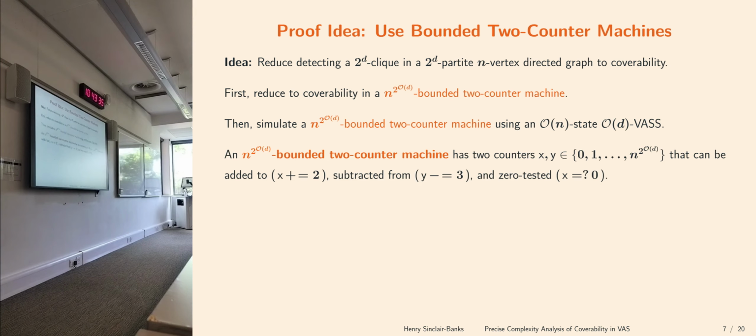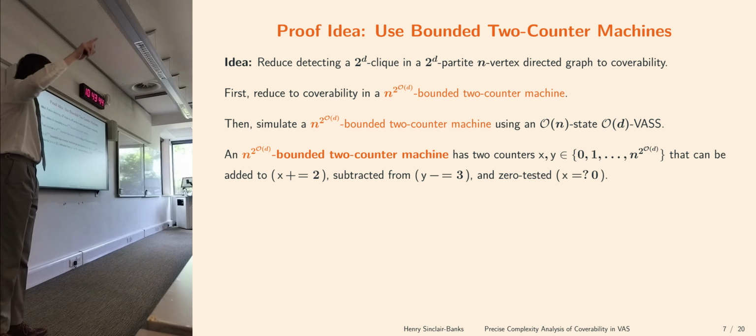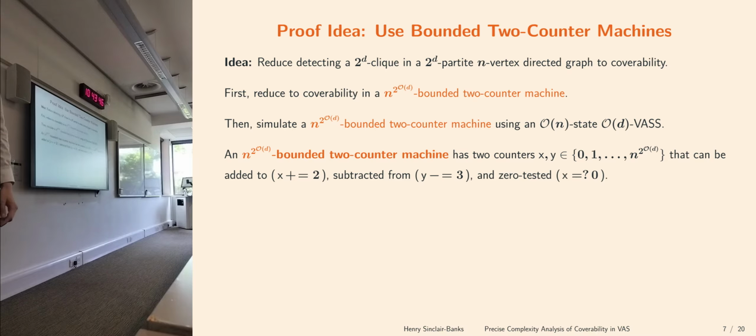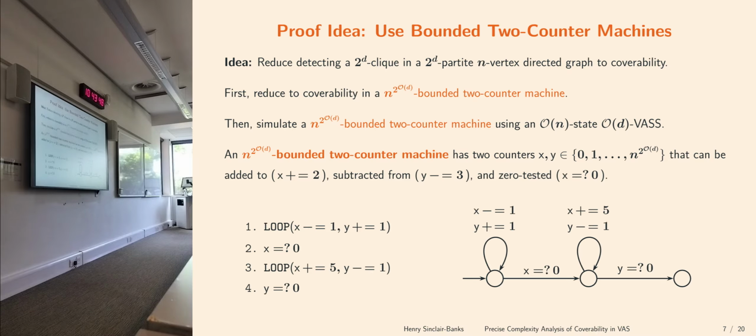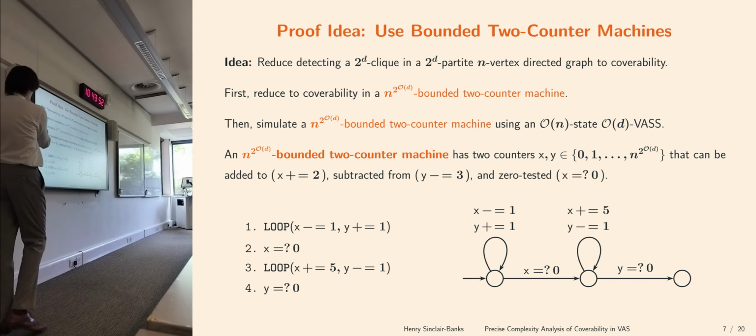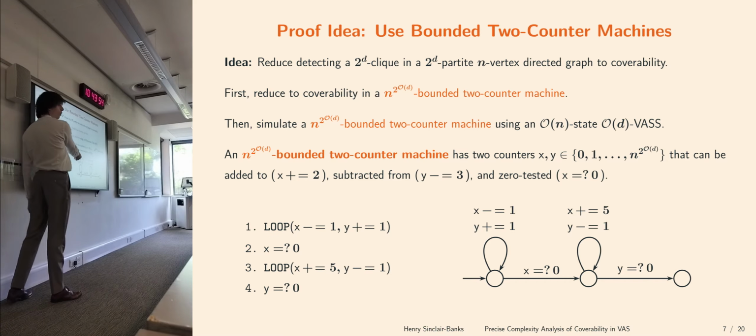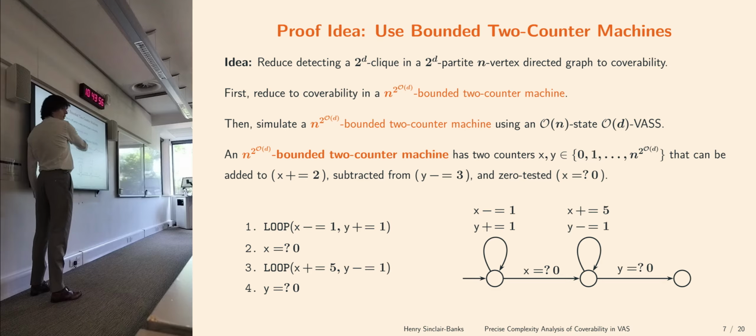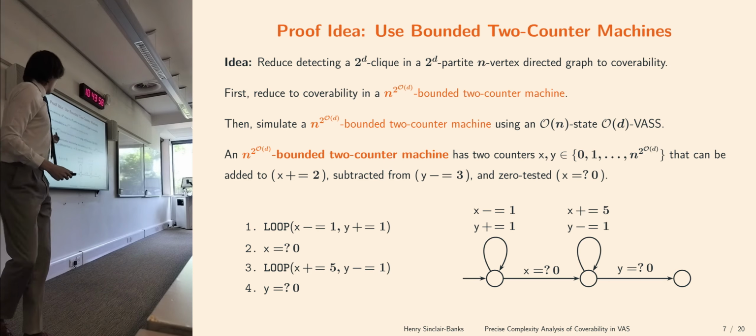A bounded 2 counter machine is kind of like a VASS, but there's two differences. One is pretty obvious. It's got a bound. So the counters are between 0 and n to 2 to d. And the other addition is that I can take 0 tests. So to be precise, let's stare at this example for a while. I can either write them as counter programs like this, or I can draw them as finite state machine graphs like this.